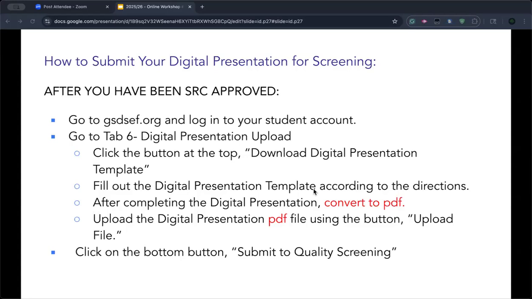But when you fill out the digital presentation template, like change it for your project, adapt the template and different slides, be sure to convert it to a PDF. The website only accepts PDFs. So after that, you'll have your final digital presentation, and you'll convert it to a PDF, and then you'll upload it using the Upload File button, and then you can click on the button to submit to quality screening after you look over it.